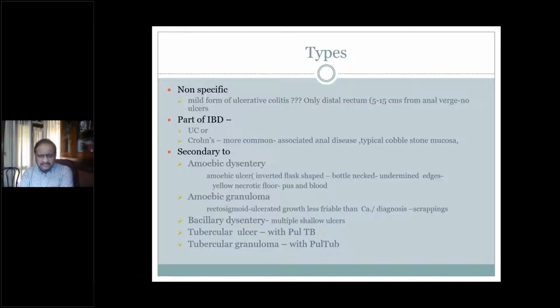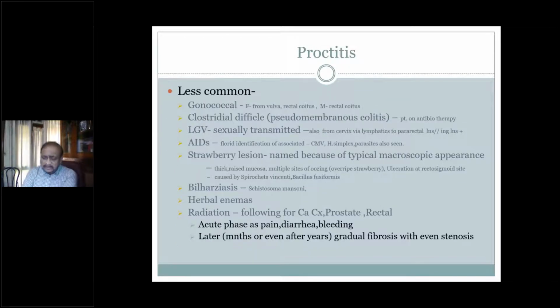Or it could be bacillary dysentery, where we'll find multiple shallow ulcers. Similarly, you can also find two forms of tubercular manifestation, either a tubercular ulcer or a tubercular granuloma. In both conditions, you'll have some associated past or present history of pulmonary tuberculosis in these patients. The tubercular ulcers again have the typical undermined edges, and the growth is similar to amoebic granuloma. Here also you'll be able to palpate this growth per abdominally, and it has to be differentiated from malignancy by a biopsy.